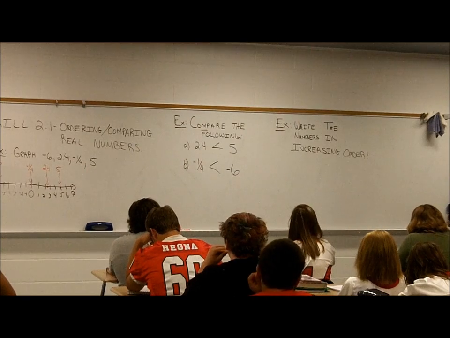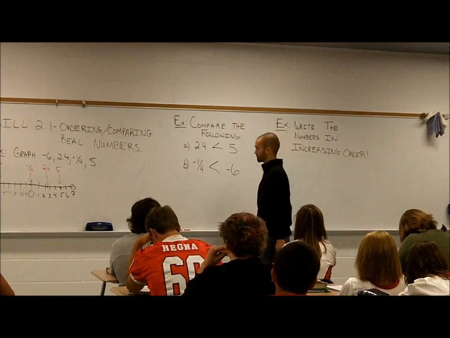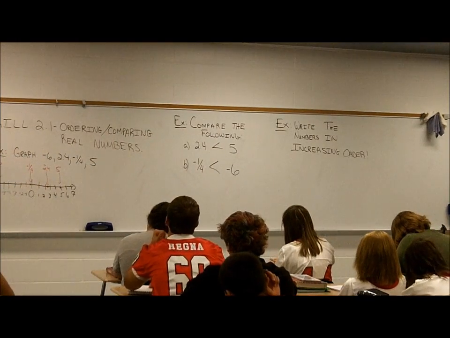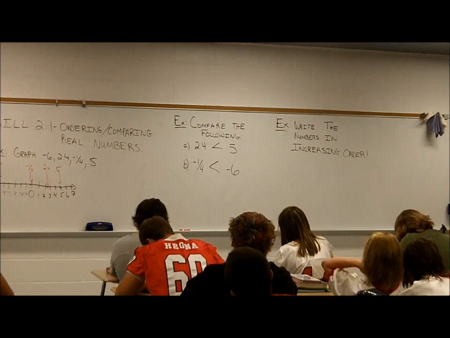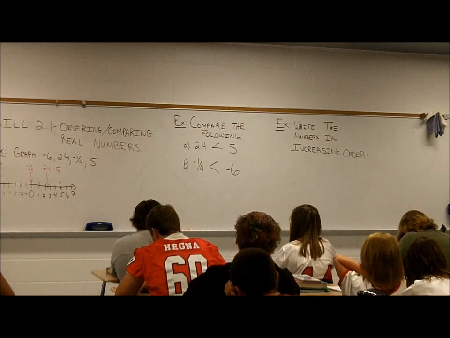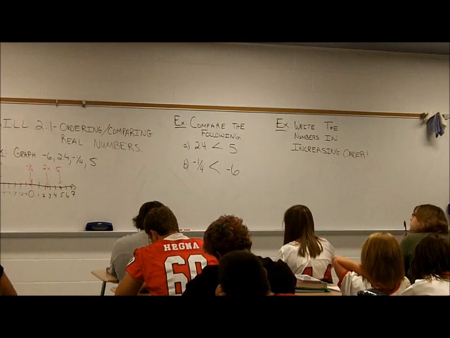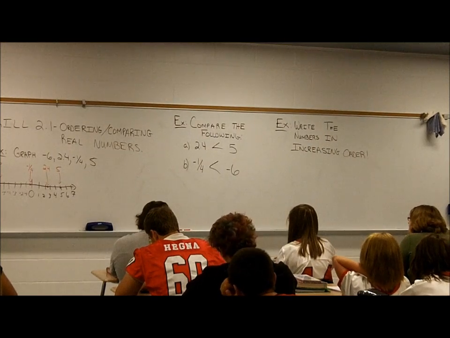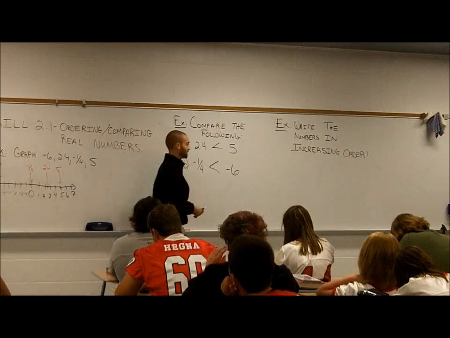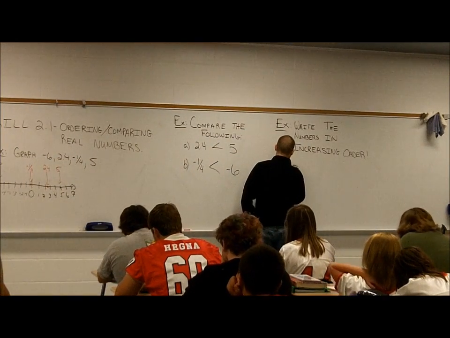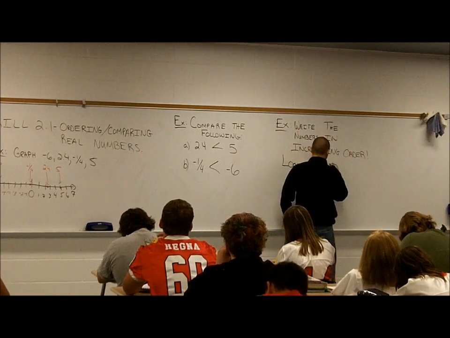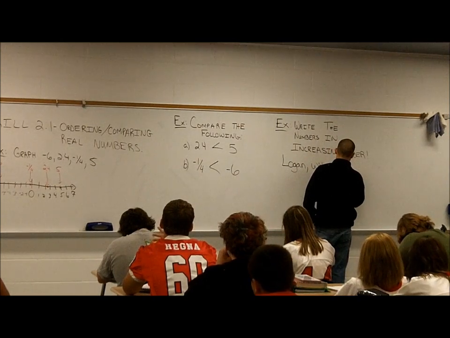Alright, write the numbers in increasing order. So what does it mean to be increasing order? They're increasing in value. Okay? From smallest to biggest. You're writing the smallest number, then the second smallest, then the third smallest, all the way up to the biggest. So if I were to use our example from earlier, there we go. Logan, Will, Luke, and Tanner.